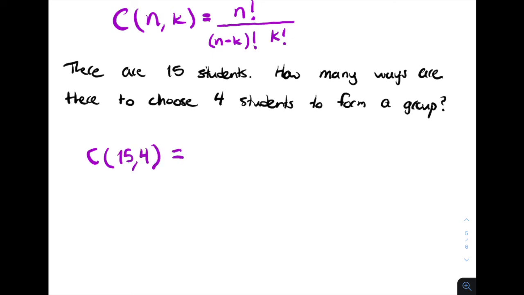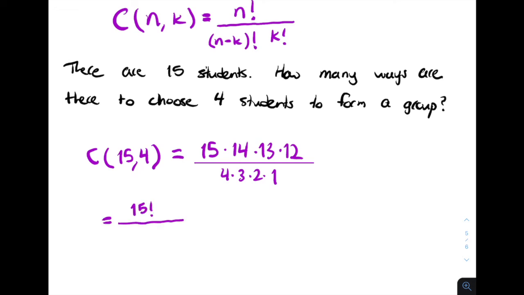Again, there are multiple ways that we can go about counting this. We could start at 15 and keep multiplying by terms that are 1 less until we have 4 terms. So 15 times 14 times 13 times 12 divided by 4 factorial. So 4 times 3 times 2 times 1. Or we could use our formula, which is 15 factorial over 15 minus 4 factorial times 4 factorial.